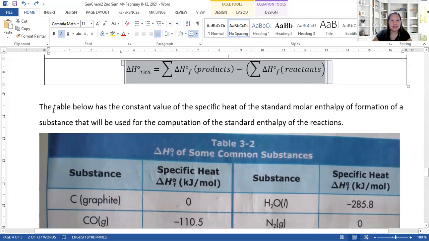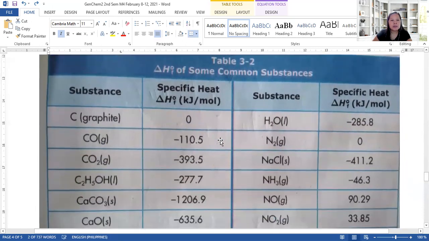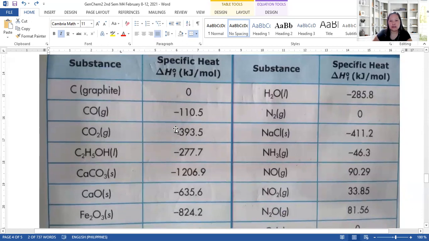It says here that the table below has the constant values of the standard molar enthalpy of formation of substances that will be used for the computation of the standard enthalpy of the reactions. This is the value for a certain compound that you can find in the thermochemical equation. We have H2O in the liquid phase, whose value is negative 285.8. It will not change; it is constant. It's the same if you have N2 in the gas phase, where there is no enthalpy of formation, meaning zero.